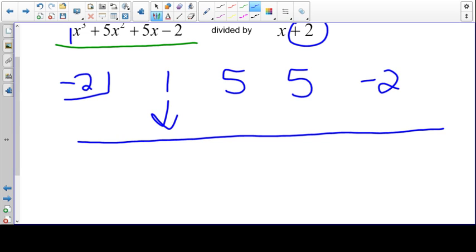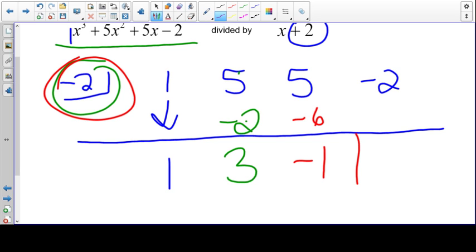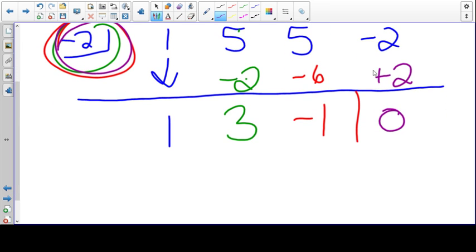I will always, always, always bring down that first term, which will be 1. 1 times -2 gives me -2. 5 minus 2 gives me 3. 3 times -2 will give me -6. 5 minus 6 is -1. -1 times -2 is +2, which gives me a remainder of 0. Sorry, I forgot to throw that in there when I did my line, so I threw that in there quickly if you wondered why I put that little line in. It's because I forgot.